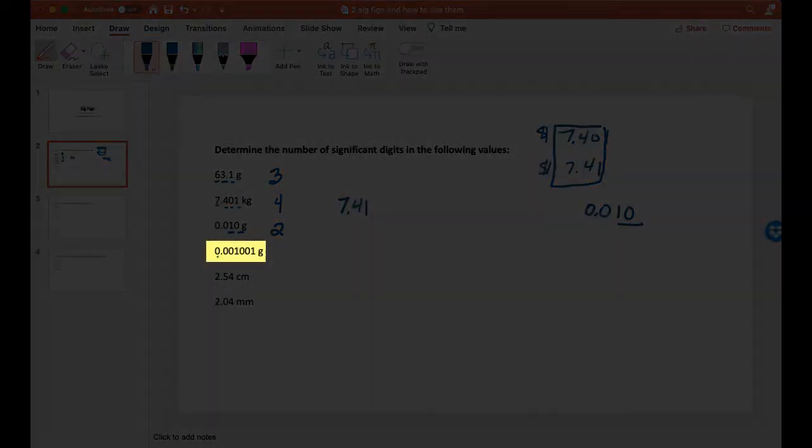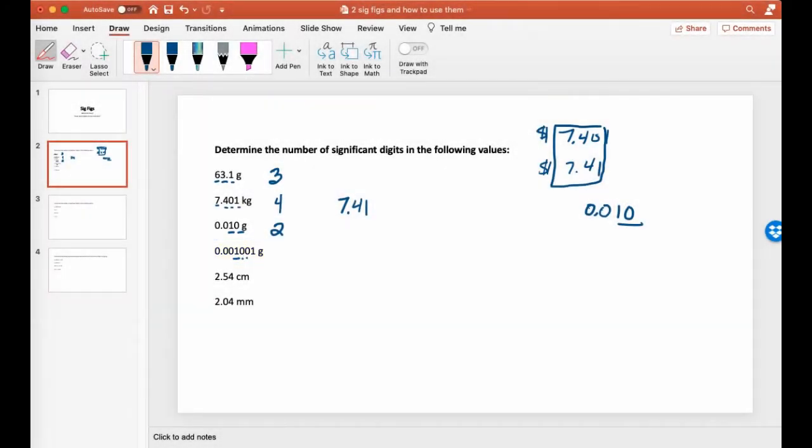So the same holds true for here. There's no significant digits until you get to that 1 there. So that's 1, 2, 3, 4 significant digits. This is 1, 2, 3. And this is 1, 2, 3 as well. And again, the rule here works just like it did up here.